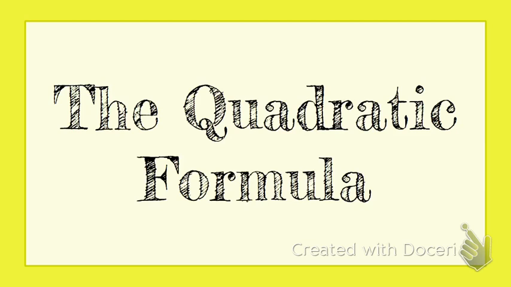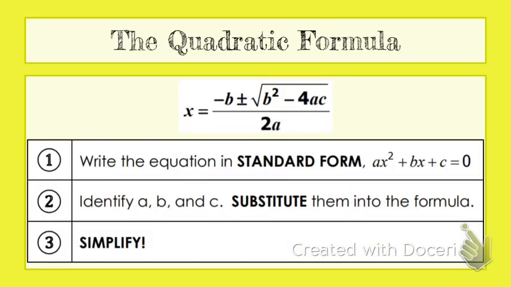So let's look at what the quadratic formula is. The quadratic formula is this right here. X equals negative b plus or minus the square root of b squared minus 4ac divided by 2a. And I'm going to play you a song to help you get this stuck in your head until the end of time.